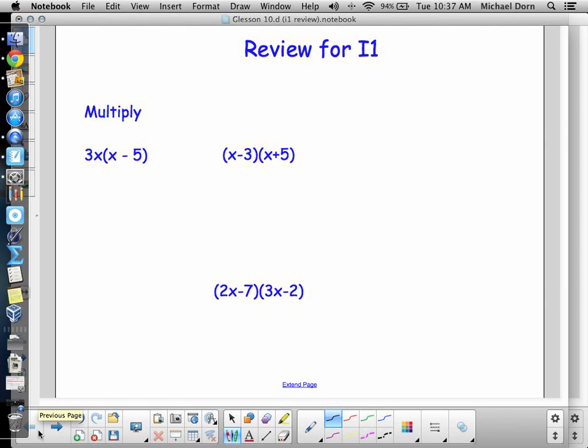When I multiply polynomials like this, what do I use? It's distributive property or FOIL, right? So 3x times x minus 5 is going to give me 3x squared minus 15x, yes. Make sure you distribute to everything. Far too many people do 3x squared minus 5x.